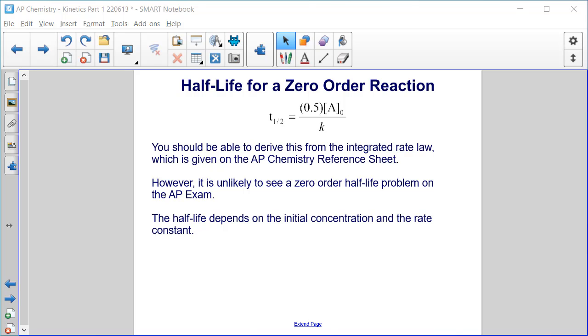So from the previous slide, half-life for a zero-order reaction equals 0.5 times the initial concentration over K. You should be able to derive this from the integrated rate law, which is given on the AP Chemistry reference sheet. However, it is unlikely to see a zero-order half-life problem on the exam. The half-life here depends on the initial concentration and the rate constant K.